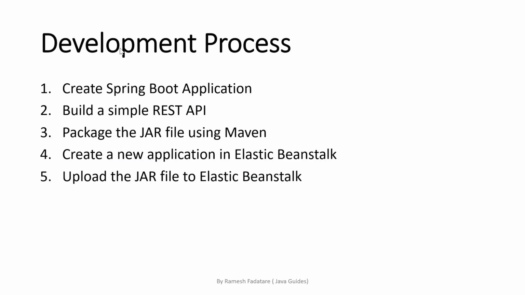And as usual, let's take a look into the development process. First we're gonna create Spring Boot application, and then we build a simple REST API in order to test our Spring Boot application on AWS, and then we'll package our Spring Boot application as a jar file using Maven, and then we'll create a new application in Elastic Beanstalk, and then we'll upload our jar file in Elastic Beanstalk, and Elastic Beanstalk will provide all the resources to run our Java application on AWS cloud.